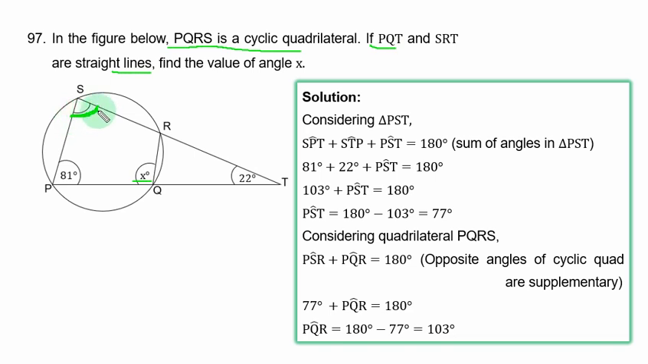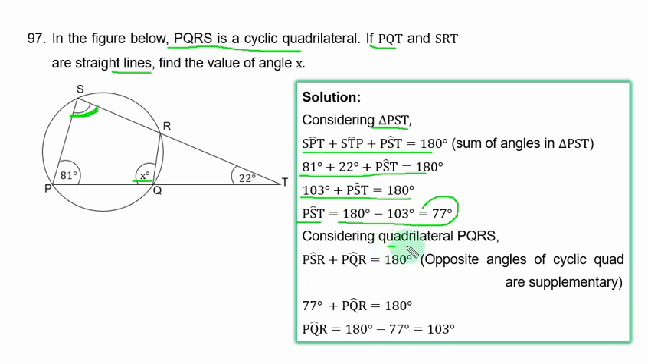To get it, we have to consider triangle PST. The sum of the angles in that triangle is equal to 180 degrees. You have it in this form and this result. To get angle PST, you have to transfer 103 degrees to the right hand side, and after subtraction, angle PST is equal to 77 degrees.